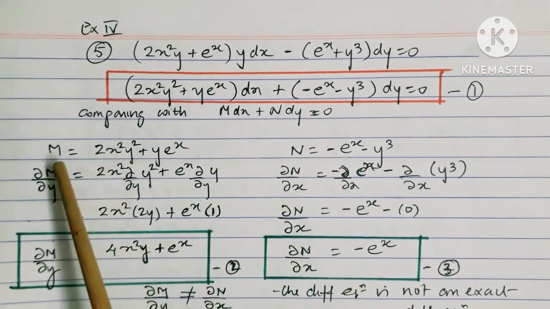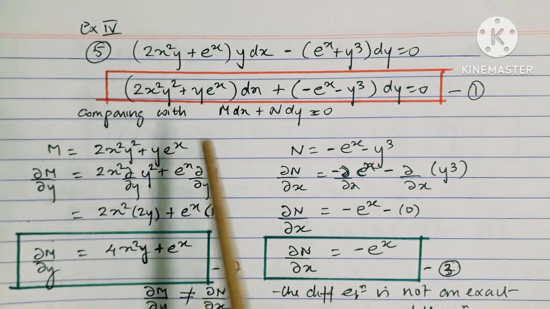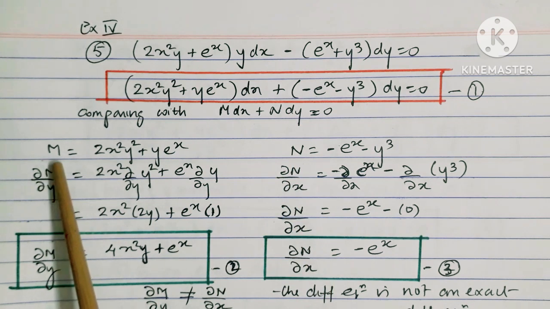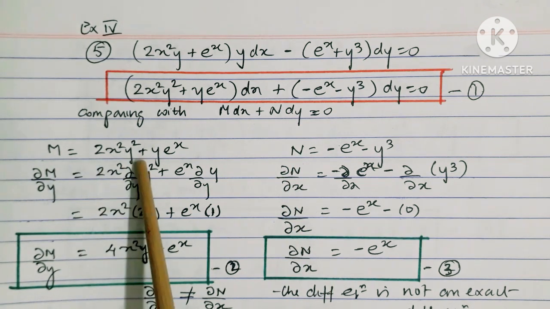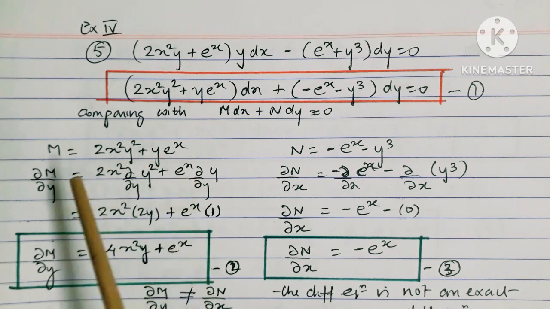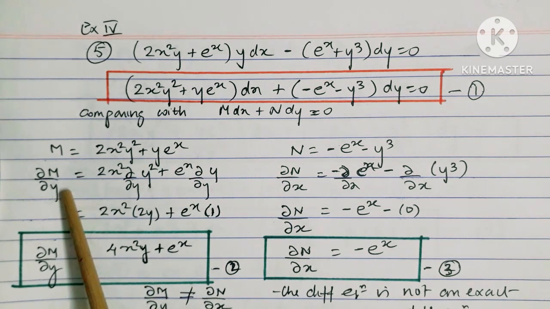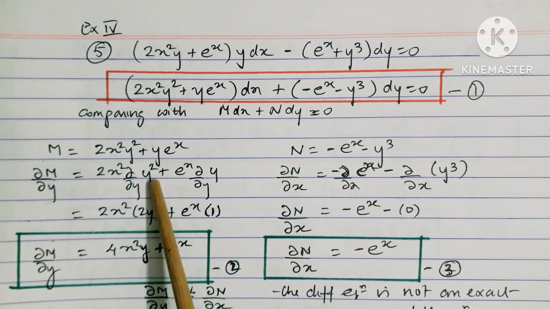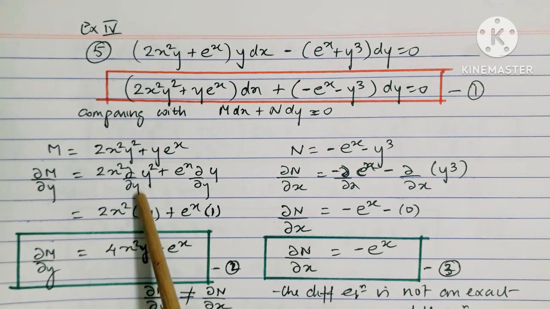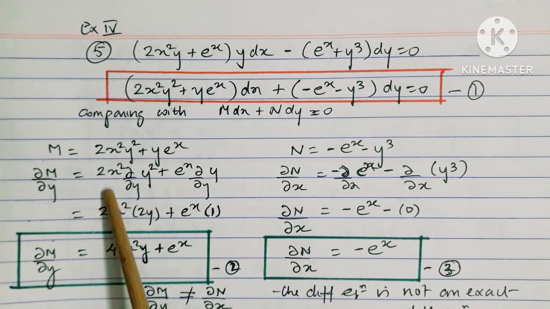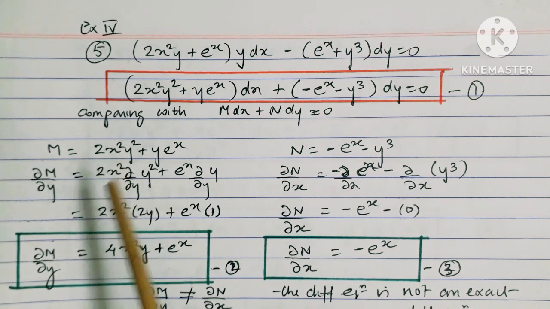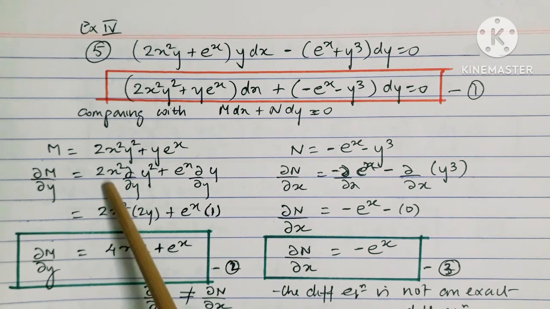So let us now proceed to find the partial derivative of M with respect to y and the partial derivative of N with respect to x. Now M = 2x²y² + y·e^x. Therefore, ∂M/∂y = 2x² ∂/∂y of y². Now whenever you are differentiating partially with respect to y, we have to treat x as a constant. 2 is a constant and we will have to treat x² as a constant. Hence, we will have to write 2x² outside.